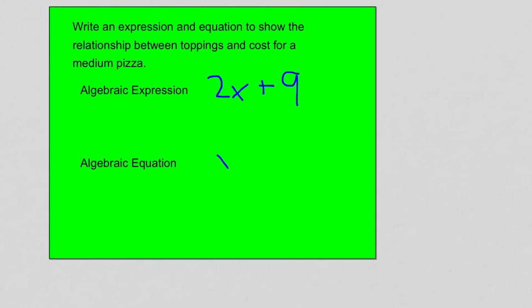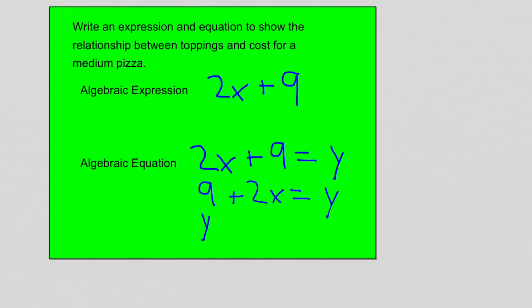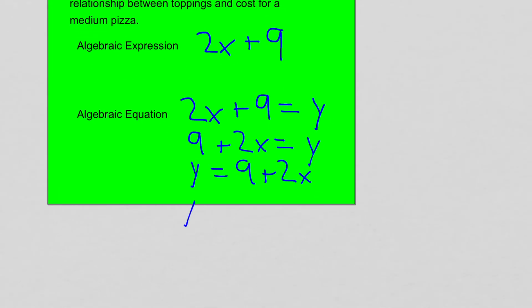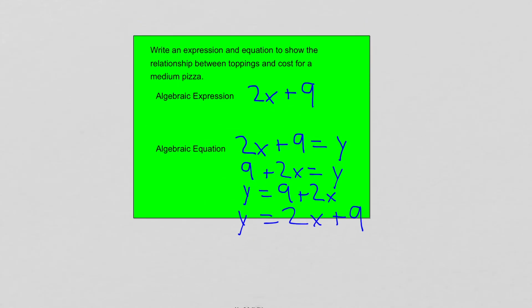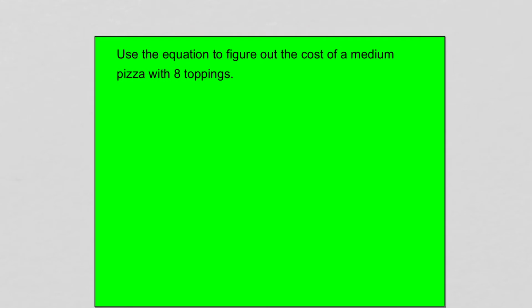The equation is toppings, which is x, times 2 plus $9 for the original pizza equals y, which is the total cost of your pizza. Or you could write it as 9 plus 2x equals y. Or you could write it as y equals 9 plus 2x. Or you could write it, my favorite way, y equals 2x plus 9. There's your expression and your equation.